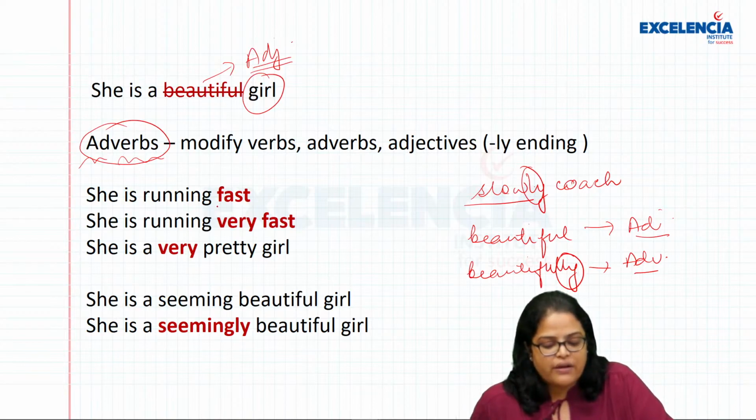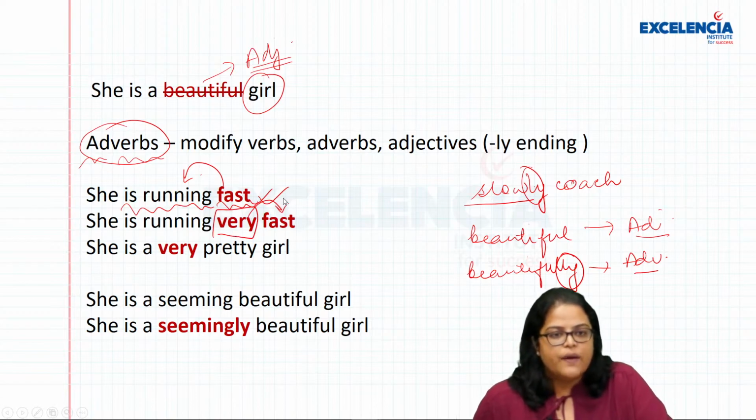So when I say she's running fast, fast is an adverb describing the running. So fast is an adverb. It adds on to a verb, it's describing the running. Adverbs, guys, they also describe other adverbs. So if I'm saying she's running very fast, very is also an adverb, Madhumita, describing the adverb fast.